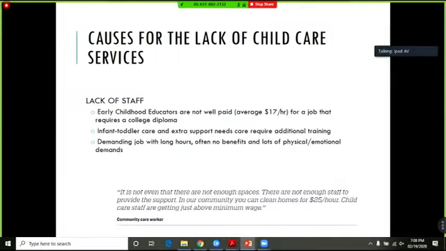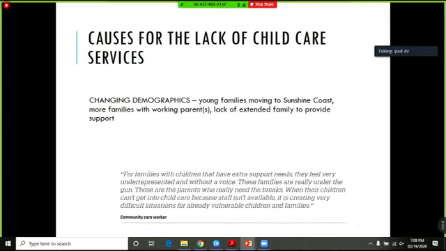So in terms of why this happened, one of the key issues that came up was just lack of staff. Early childhood educators are not well paid. They require college education. If an educator has infant toddler care or extra support needs care in their repertoire, they've had to go to school longer for that. It's a demanding job, not often with any benefits. Often they don't even get breaks. And it's very emotionally and physically demanding, so there's a high burnout as well. So lack of staff was a key issue.